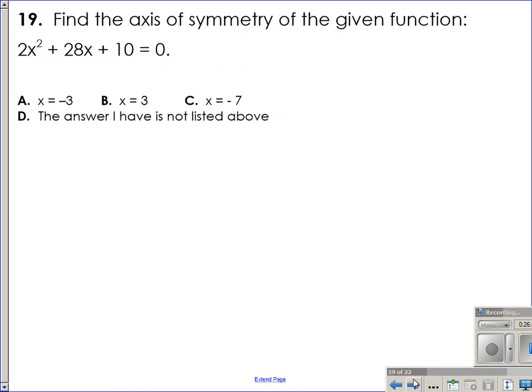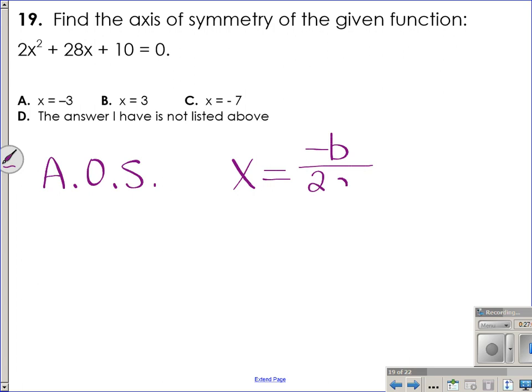Number 19 asks us to find the axis of symmetry, AOS. Well, we have a formula for that. That's the one formula we have to memorize, and it is x equals the opposite of b divided by 2 times a. And remember that in your equation, your coefficient on the x squared term is a, your coefficient on the x term is b, and your constant is c.